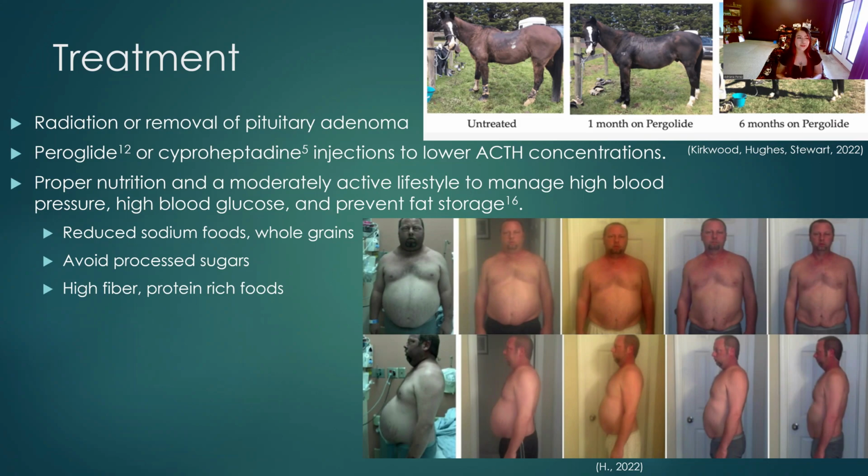A slightly less effective treatment is staying on top of your nutrition and health and keeping an active lifestyle to manage high blood sugar, high blood pressure, and prevent fat storage. You can also eat foods with reduced sodium, whole grains, high fiber, and rich in protein, and try to avoid processed sugars.